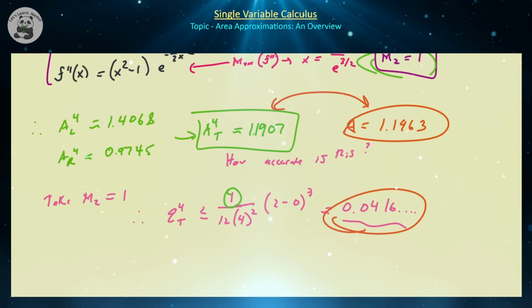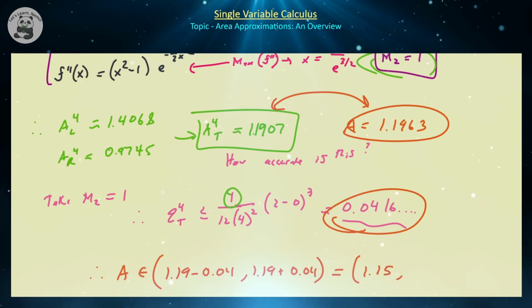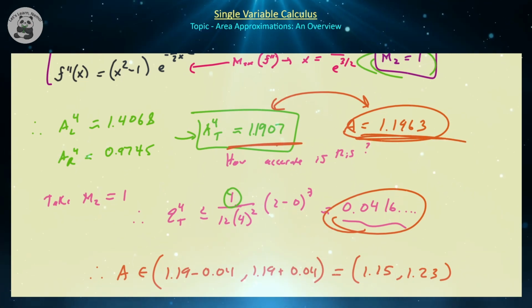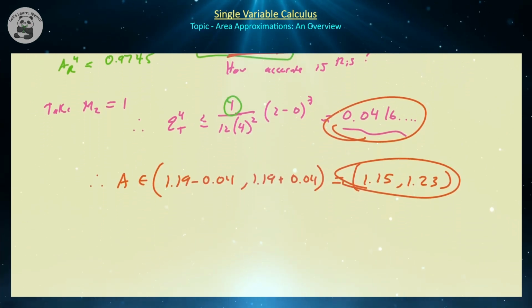So if we say that that's 0.04, that means the actual area is between, let's say, 1.19 minus 0.04 and 1.19 plus 0.04. So we're guaranteed that the area belongs to the interval 1.15 to 1.23, which indeed it does, right? So we're pretty much there, and this interval is so much smaller than the original formulas were, right? So that's really great.